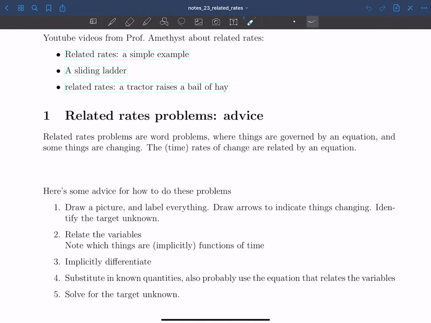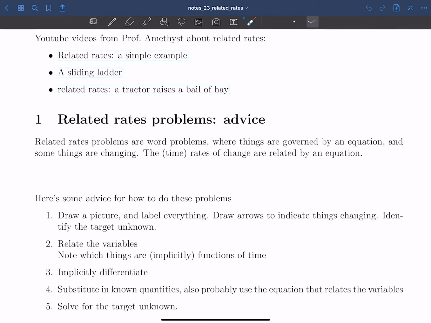I want to say that related rates problems are word problems, and things are going to be governed by an equation, and some things are changing. And the word related rates comes from the fact that the time rates of change in the problem are related by an equation. That is to say, the rates of change are related to each other through an equation. They're related rates problems.